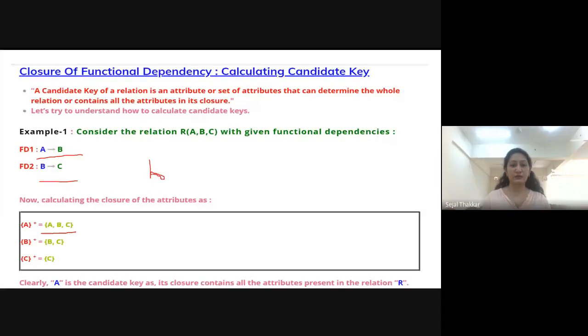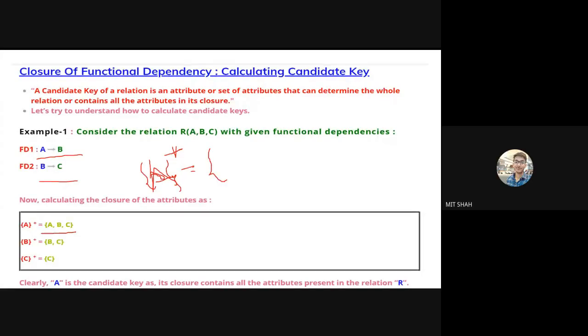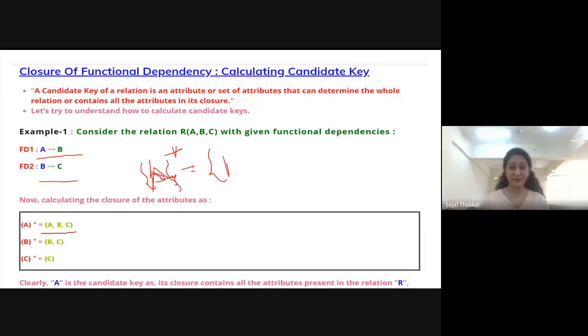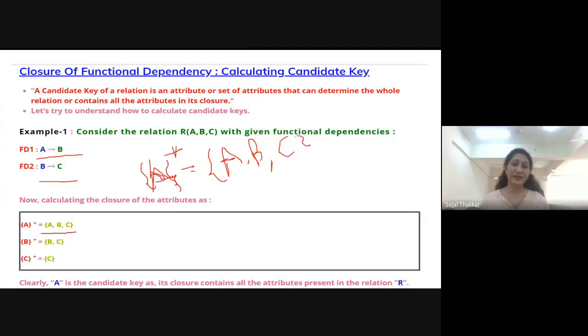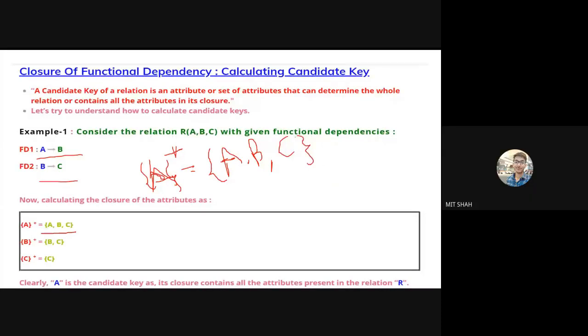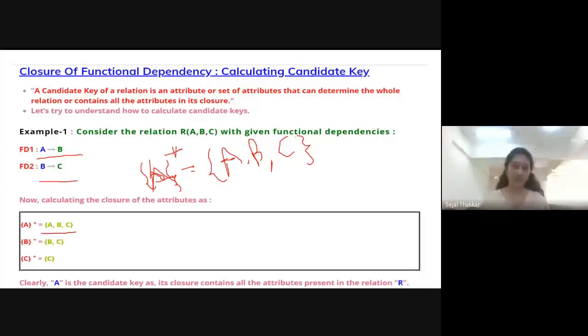Roll number 153. What is the closure of A? Roll number 153 has to reply to me. A, B, C. What will be the closure of A? 154. A, B, and C. Okay, fine. A, B, and C. These are the closure of A. How did you get it? You have to reply to me with the answer.